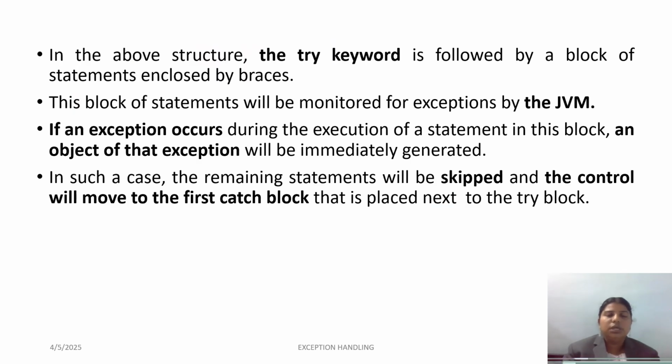In the above structure, the try keyword is followed by a block of statements enclosed by braces. This block of statements will be monitored for exceptions by the JVM. If an exception occurs during the execution of a statement in this block, an object of that exception will be immediately generated. In such a case, the remaining statements will be skipped and the control will move to the first catch block that is placed next to the try block.